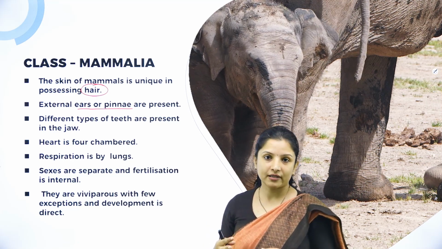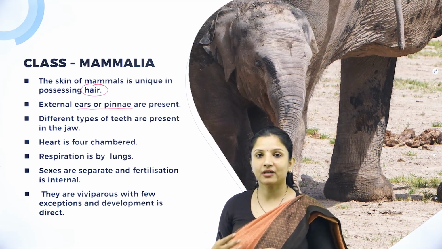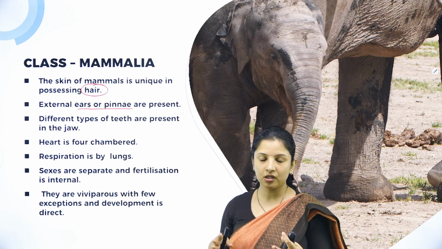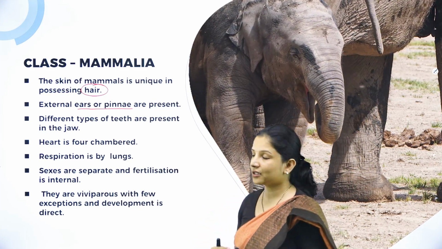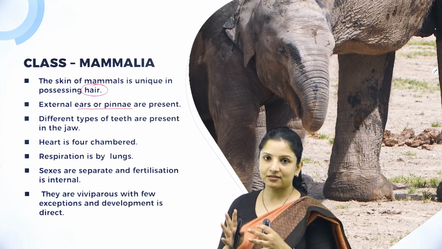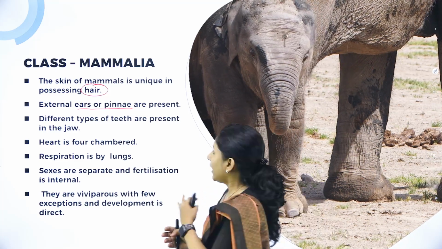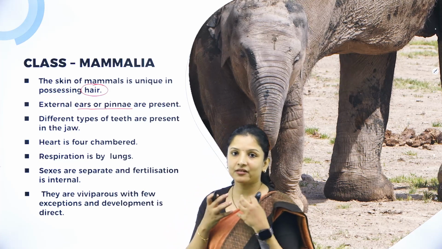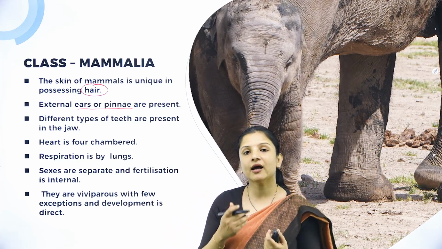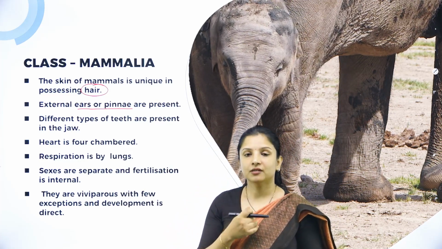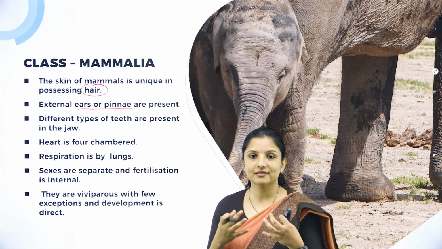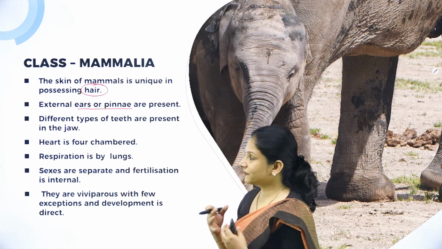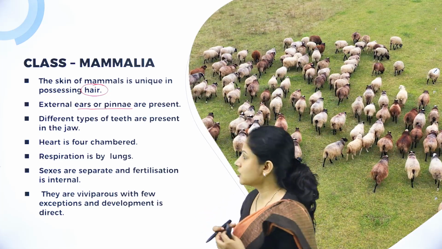Other organisms, for example amphibians and reptiles, didn't have an external ear. Instead, they had an opening that functioned like an ear and was called the tympanum. But mammals have external ears which are called pinna. And they have different types of teeth that are arranged in the jaw, right? We have the incisors, the canines, the premolars and the molars. These are the set of teeth that we have.